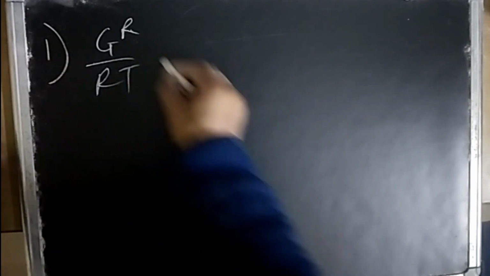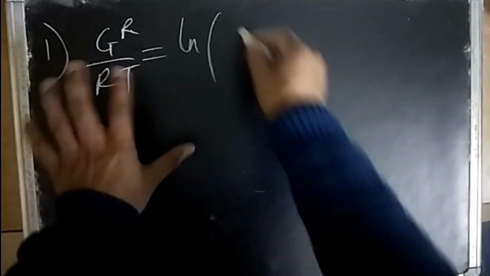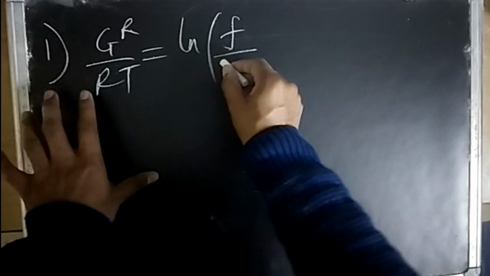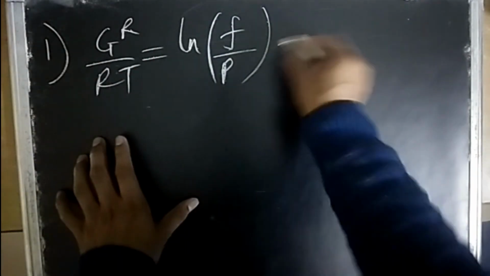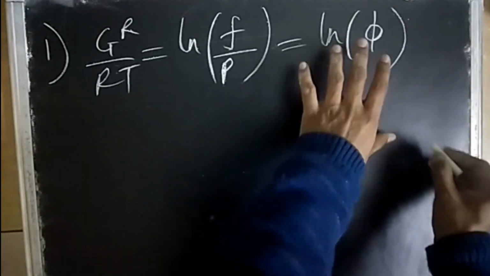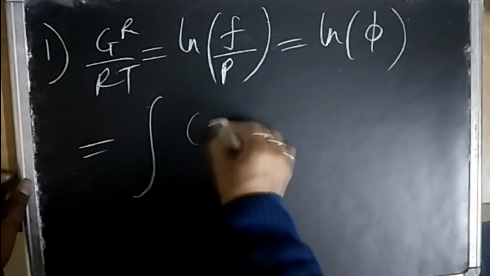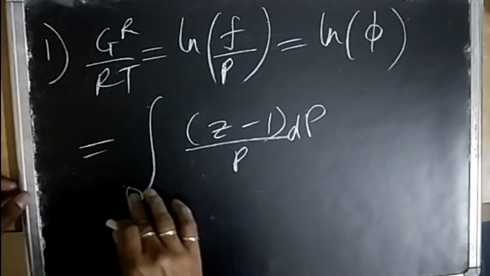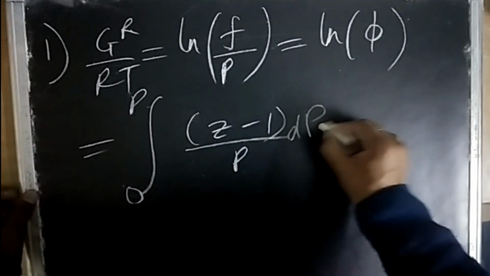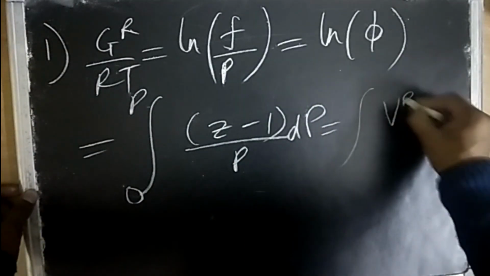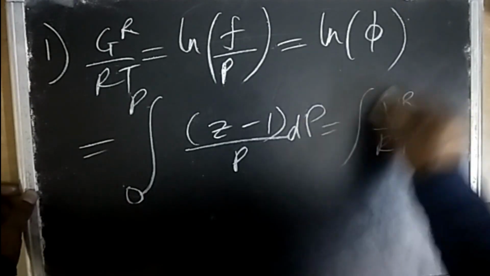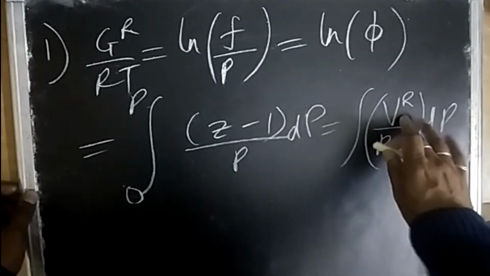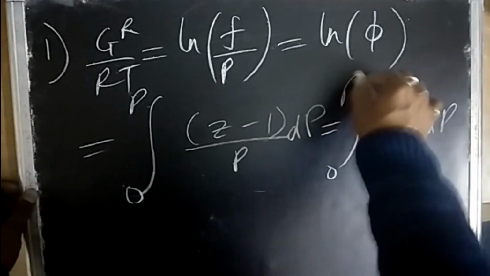That is G^R, meaning residual. This will be now ln f. Residual means real minus ideal, so real f divided by ideal P. Okay, f by P we know is phi, the fugacity coefficient. This is also equal to integral of (Z minus 1) upon P dP, from 0 to P, remember the limit 0 to P, and this is V residual by RT dP. This is PV by RT, but this is V residual, remember, not real, from 0 to P. This is the first important formula.